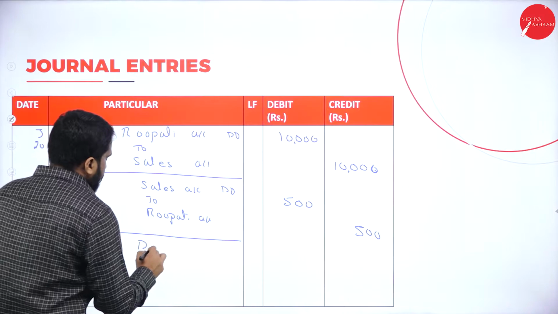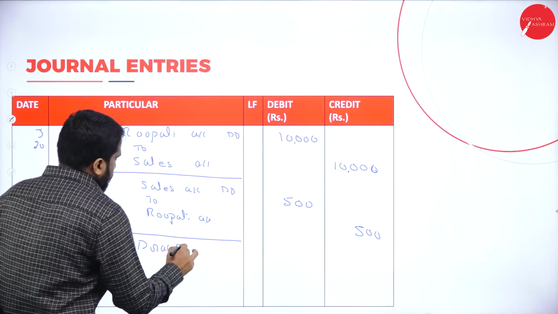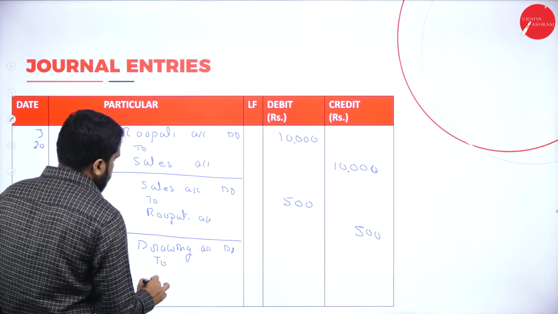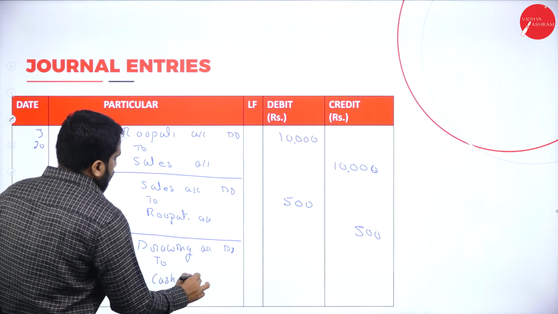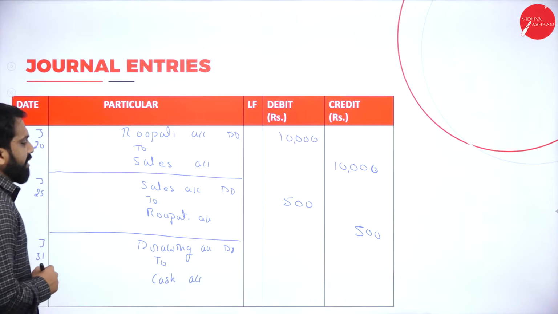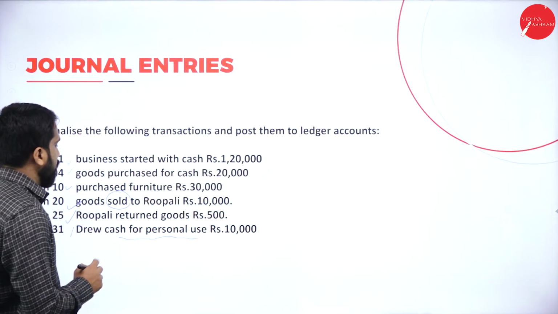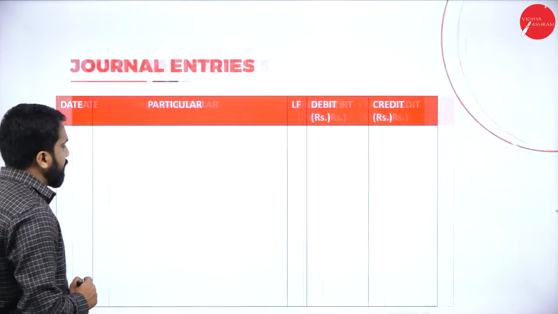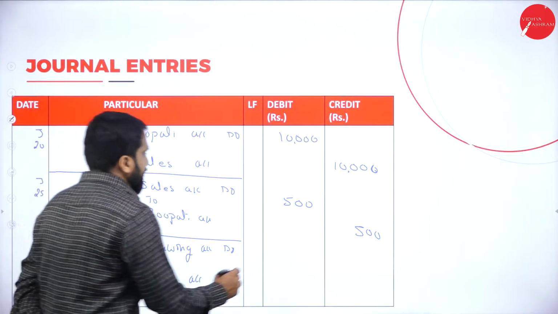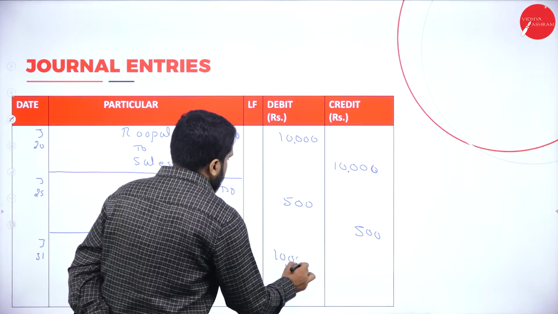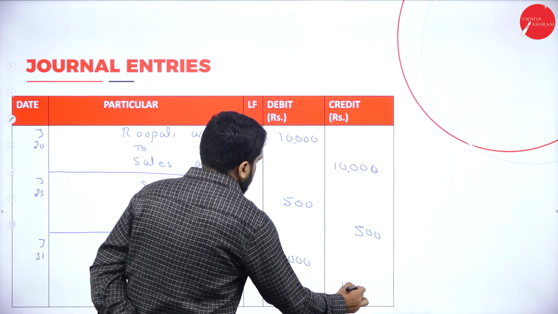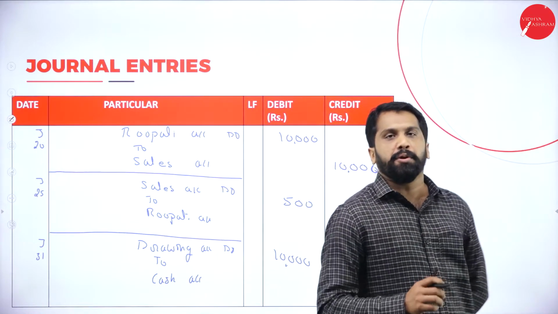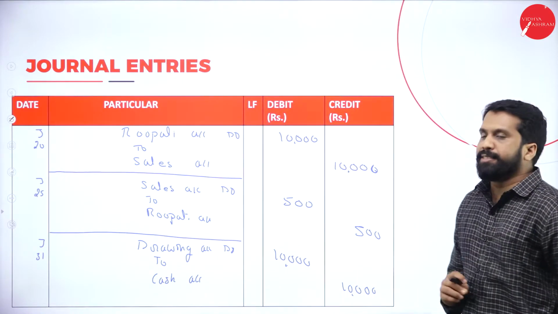So, drawing account debtor to cash account. So, what is the value? The amount they have given 10,000. Now, this must be 10,000 as well as 10,000. Hope you understood all the journal entries.